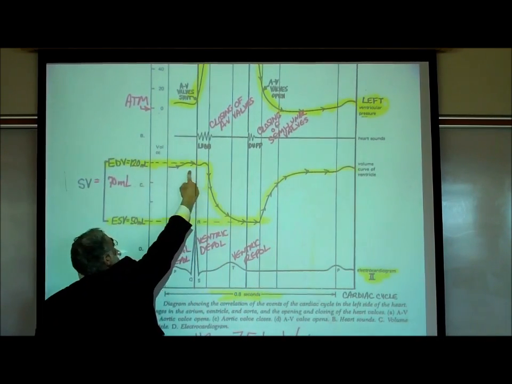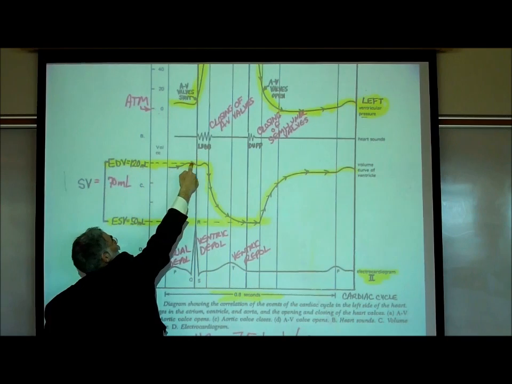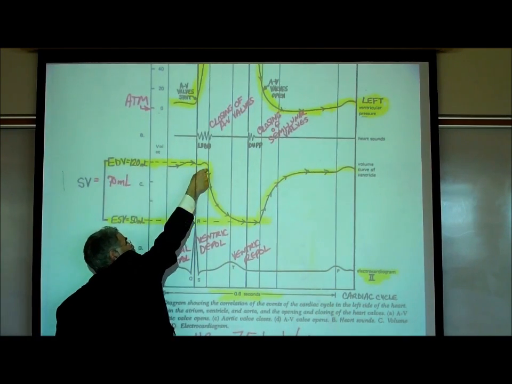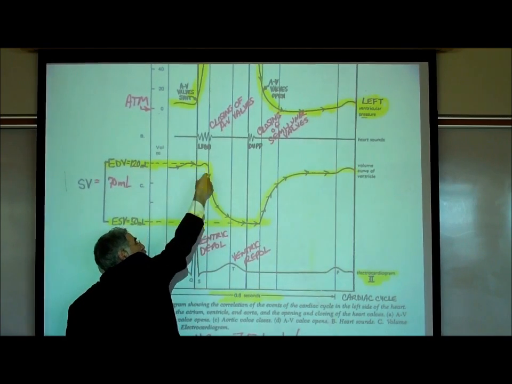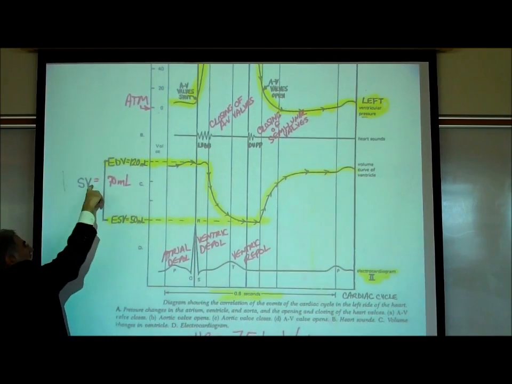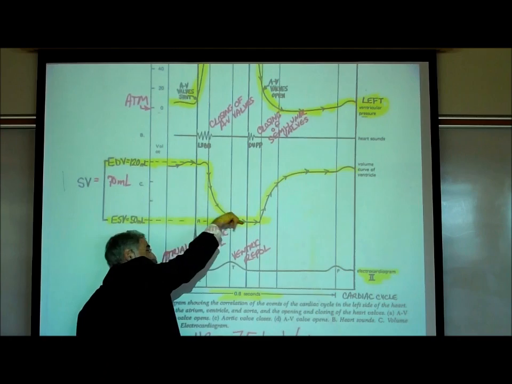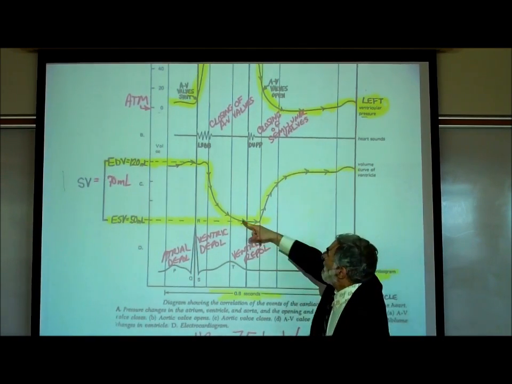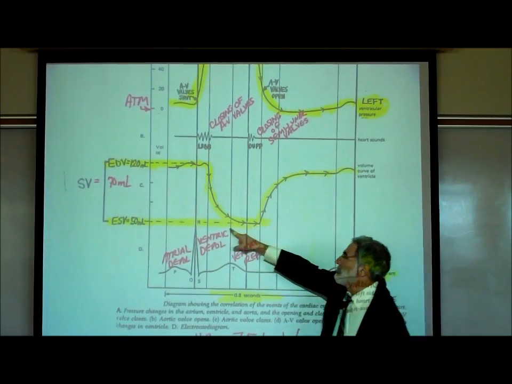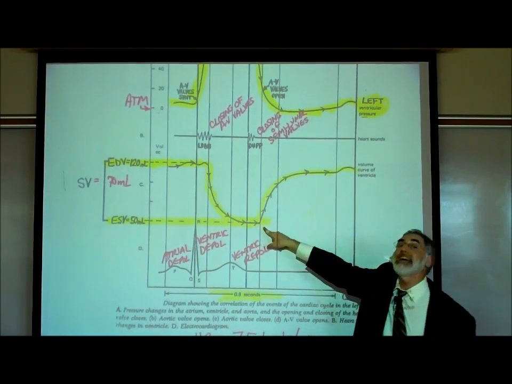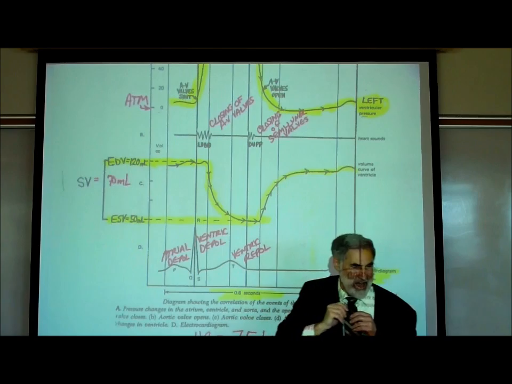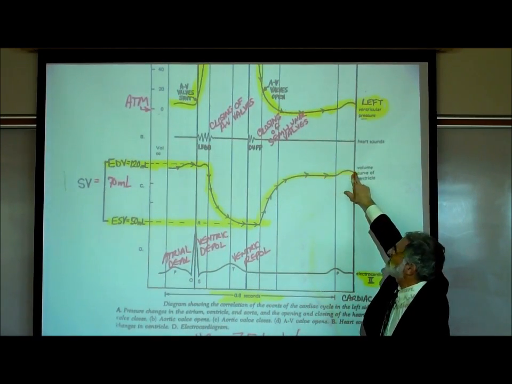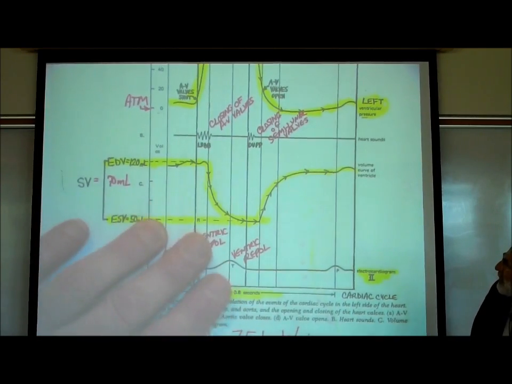Here it shows that the ventricle fills to 120 milliliters of blood. That's called the end diastolic volume. Here it's ejecting blood. The volume in the ventricle is decreasing. That's called the stroke volume, and it typically ejects 70 milliliters of blood each time it contracts. But it still leaves 50 milliliters of blood in the ventricle at the end of systole. That's called the end systolic volume. And here it's refilling back up to 120. We'll come back to all this in a moment.